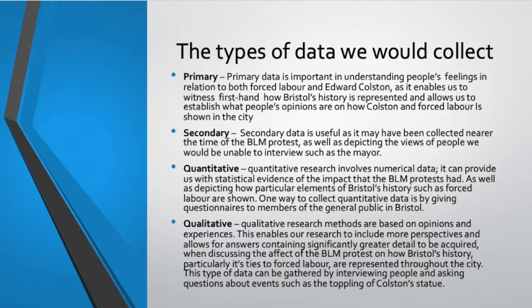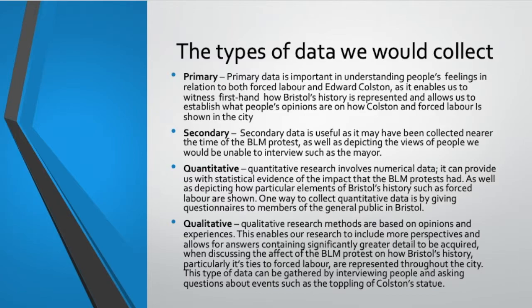The types of data we would collect. Primary. Primary data is important in understanding people's feelings in relation to both forced labour and Edward Colston, as it enables us to witness firsthand how Bristol's history is represented and allows us to establish what people's opinions are on how Colston and forced labour is shown in the city. Secondary. Secondary data is useful, as it may have been collected nearer the time of the Black Lives Matter protest, as well as depicting the views of people we would be unable to interview, such as the mayor.